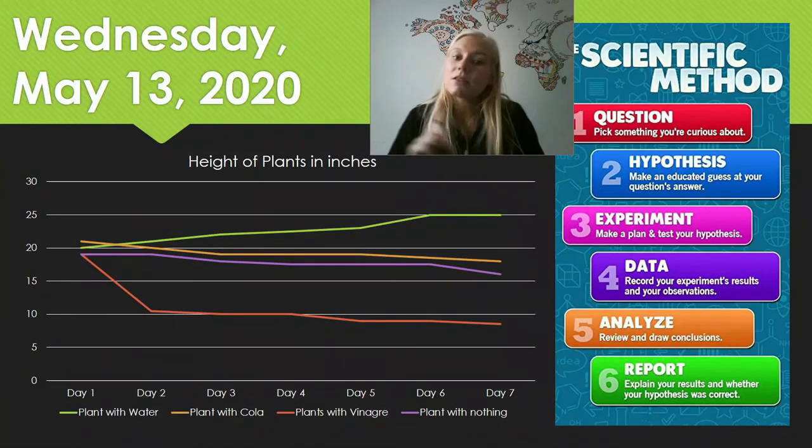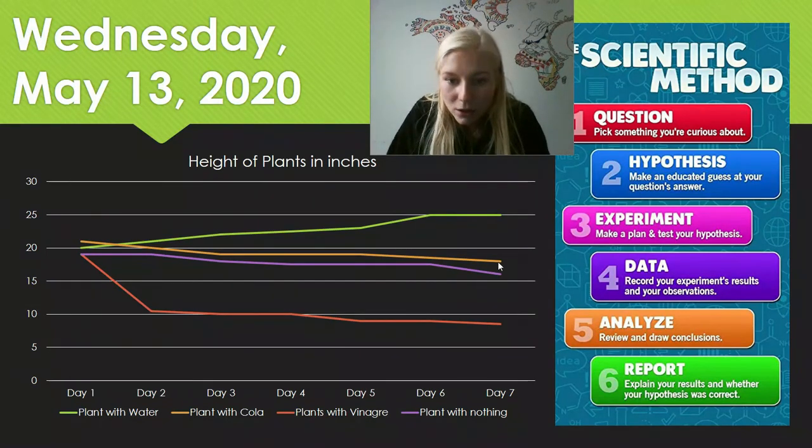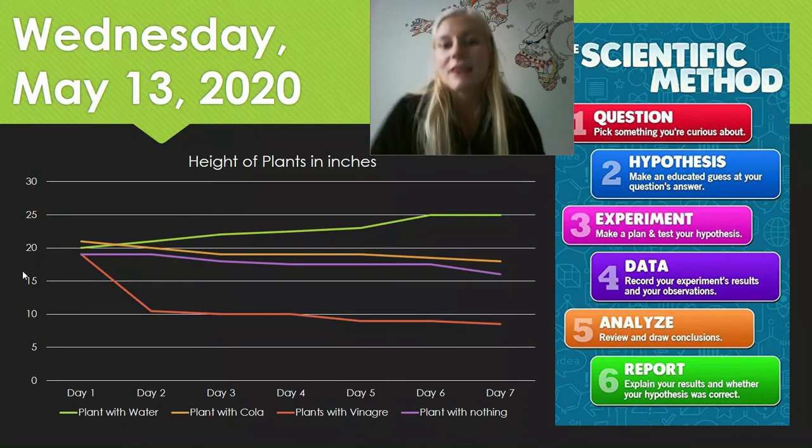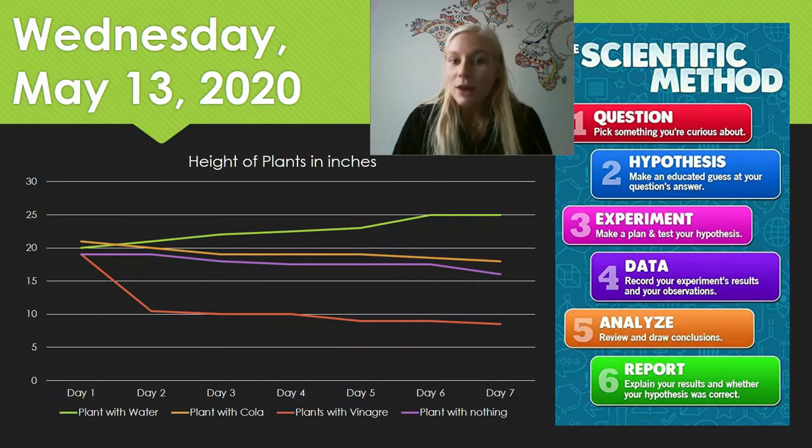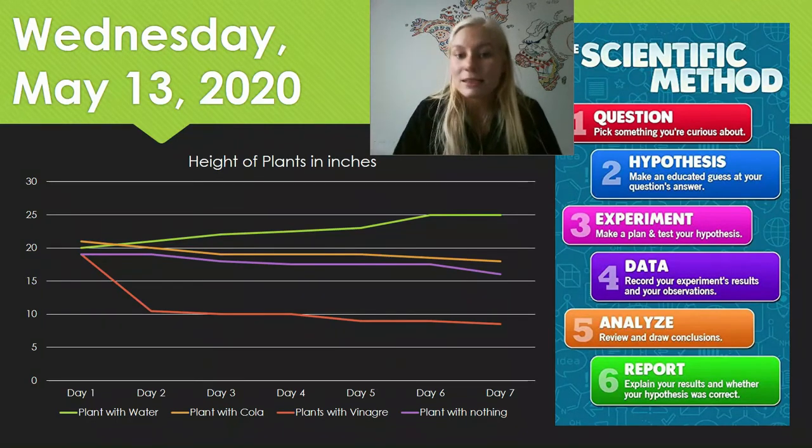Now, these numbers are not 100% specific, okay? Look, we can't tell where this is. If we go over here, it's somewhere between 15 and 20, and that's okay. The goal is not to know specifically what happened because we already have that in our data tables. This is just so you can look at it quickly and see what happened, okay?